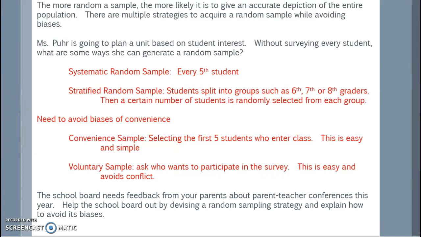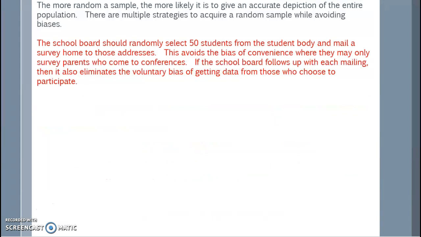The school board needs feedback from your parents about parent-teacher conferences this year. Help the school board out by devising a random sampling strategy and explain how to avoid biases. The school board should randomly select 50 students from the student body and mail a survey home to those addresses. This avoids the bias of convenience, where they may only survey parents who come to conferences. Further, if the school board follows up with each mailing, then it also eliminates the voluntary bias of getting data from those who choose to participate.